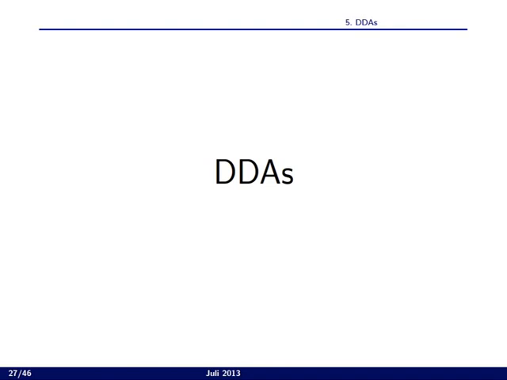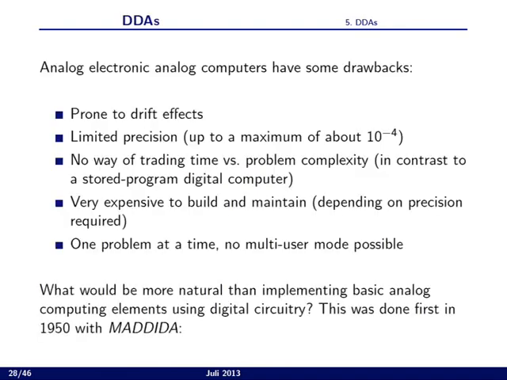We need to talk about DDAs, digital differential analyzers. The idea is exactly the same, just abandon the analog electronic part and implement all your computing elements by digital electronics. So you get rid of the drift effects, you get rid of the problem of the very limited precision. Some authors argued that the limited precision of an analog computer was in fact an asset and not a drawback. Why? Because nature has very limited precision too.